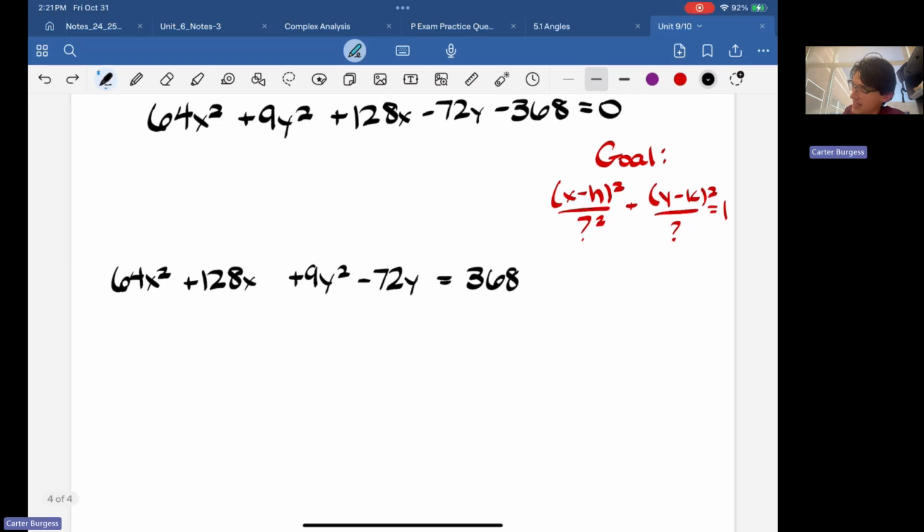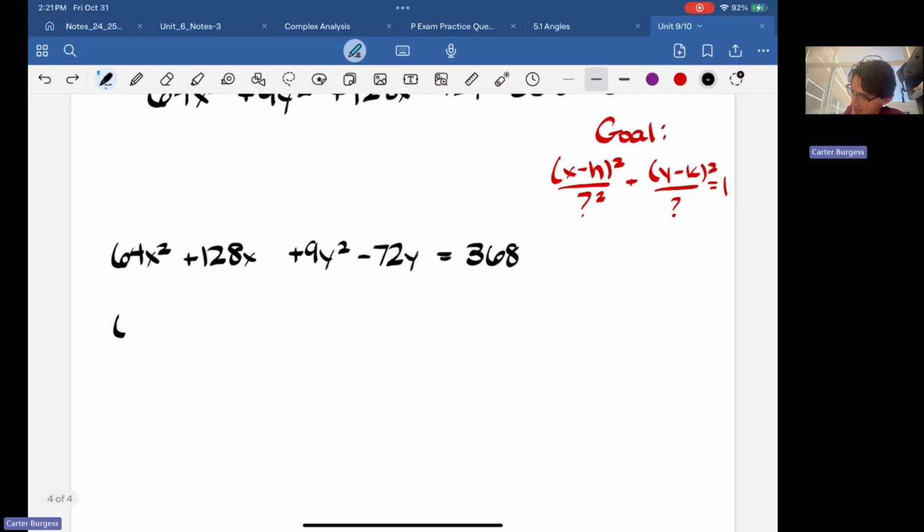Okay, so from my x's, I can factor out a 64. Let's write that. This is 64 times x squared plus 2x. And then I'm going to leave a little bit of space for myself. And then what could I factor out from my y's? A 9, which is going to leave behind a y squared minus 8y. And then I'm going to leave a little bit of space here as well.